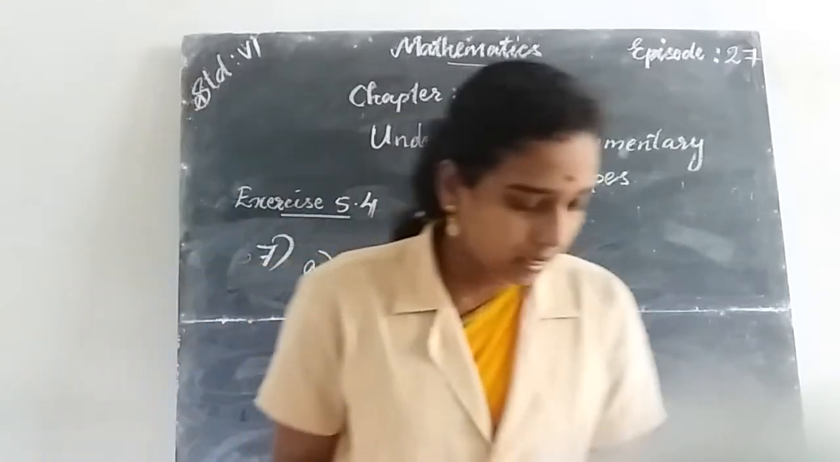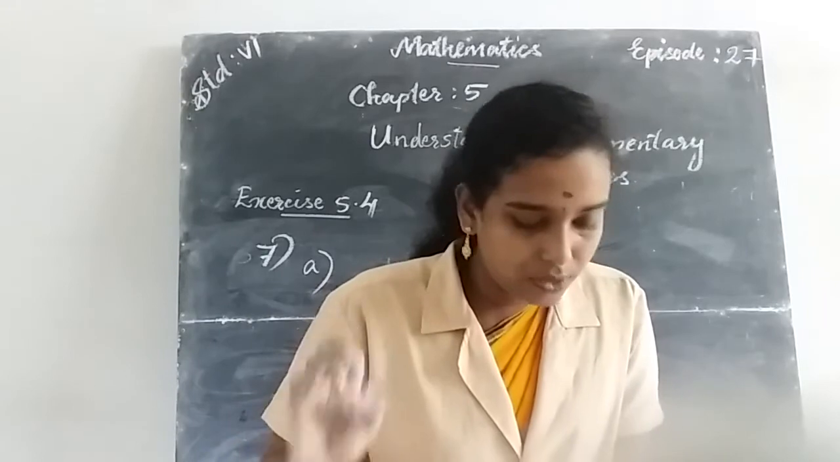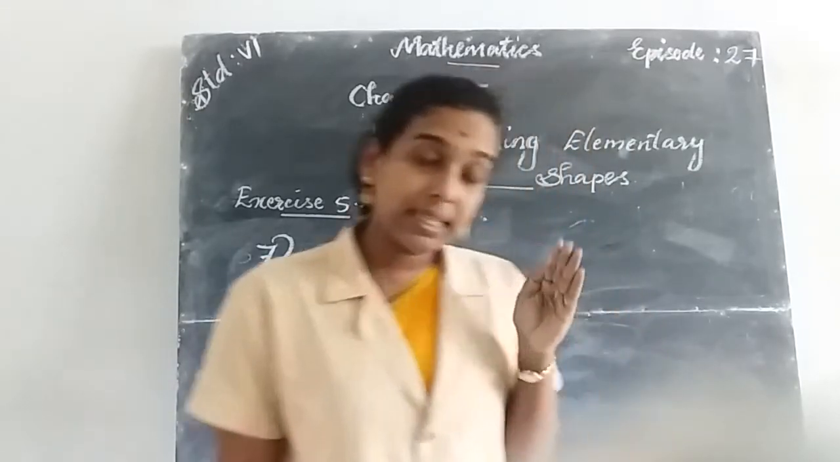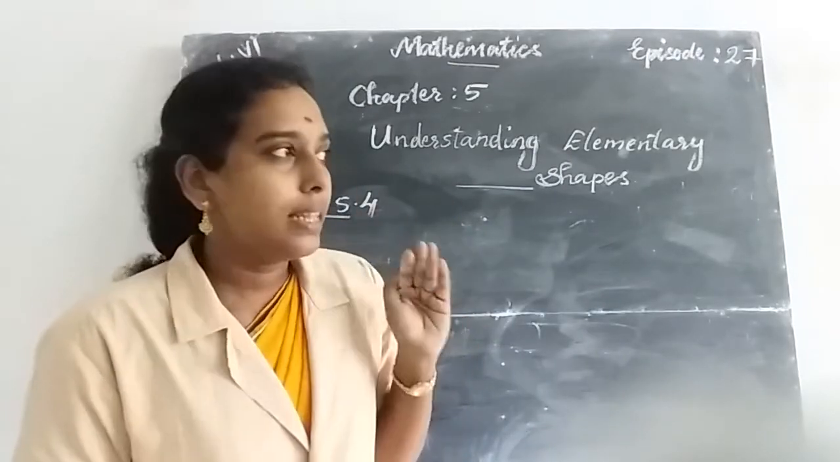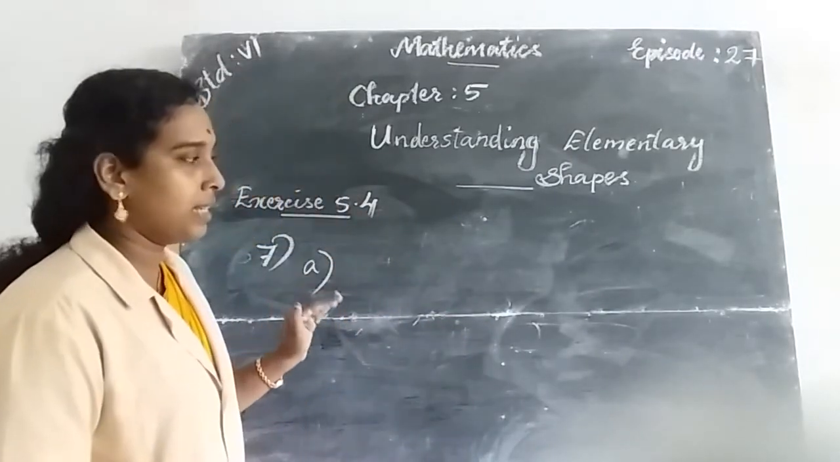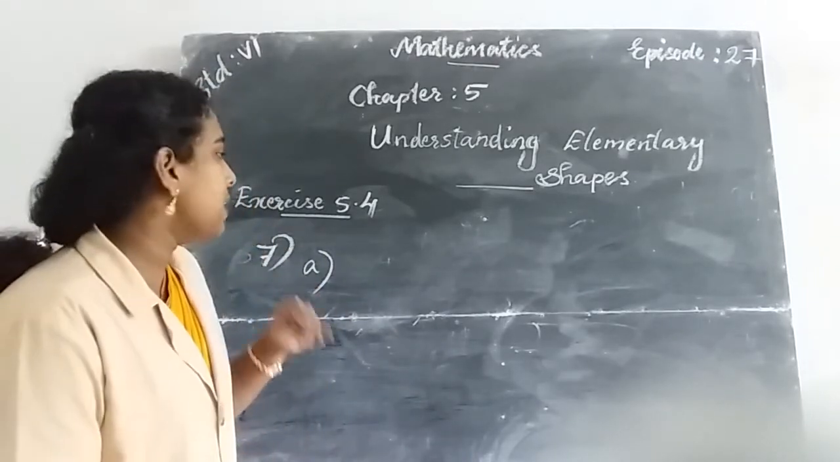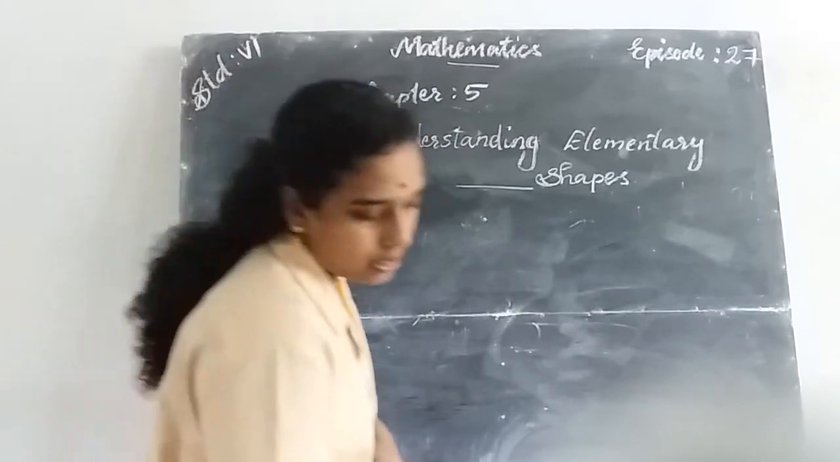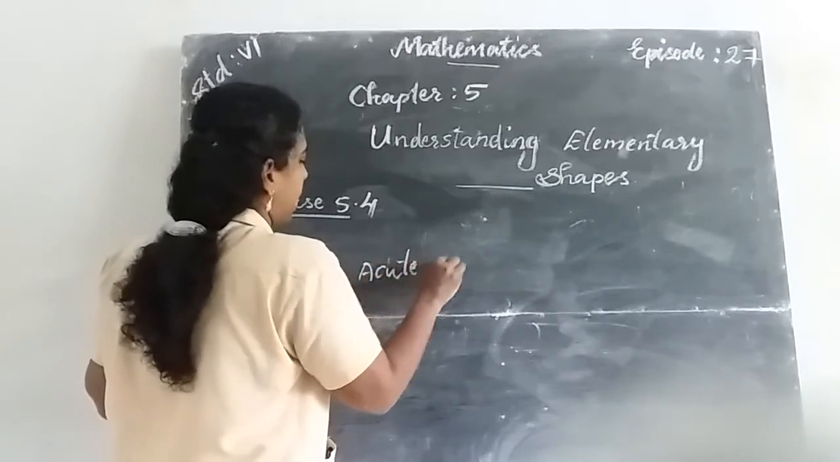and the first question is an angle whose measure is less than that of a right angle, which means an angle measures less than a right angle. A right angle means the angle measures 90 degree. The angle which is less than 90 degree is said to be an acute angle. So the answer is acute angle.